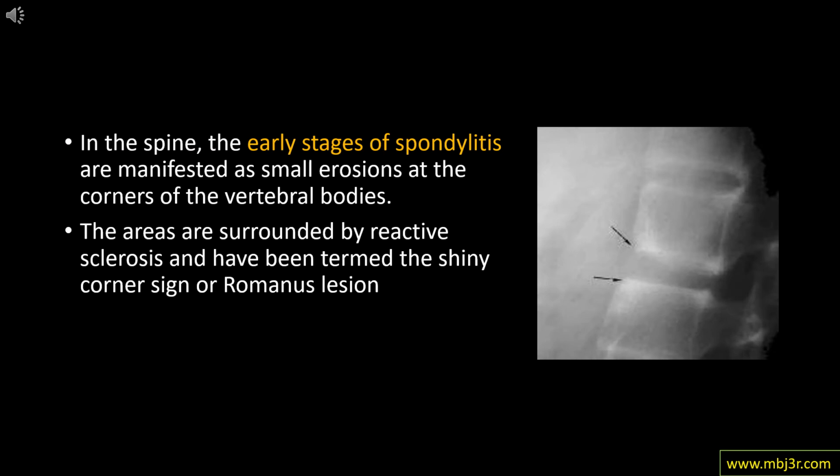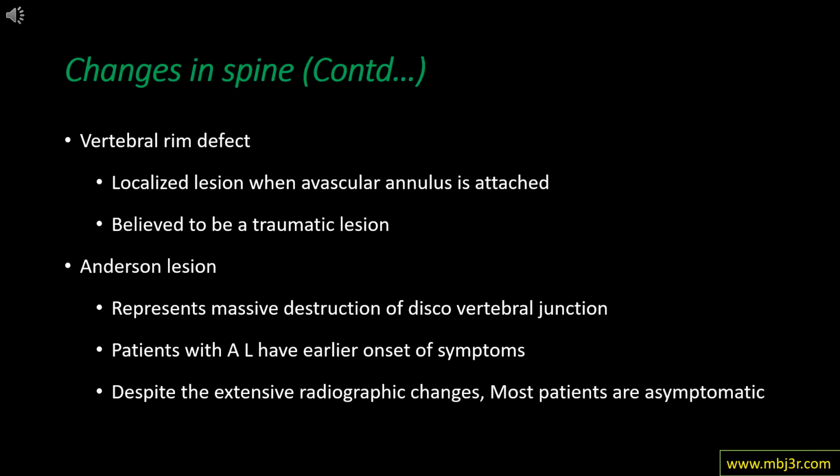In the spine, the early stages of spondylitis are manifested as small erosions at the corners of the vertebral bodies. The areas are surrounded by reactive sclerosis and have been termed the Romanus lesion or shiny corner sign. Vertebral rim defect: a localized lesion where the annulus is attached, believed to be a traumatic lesion.